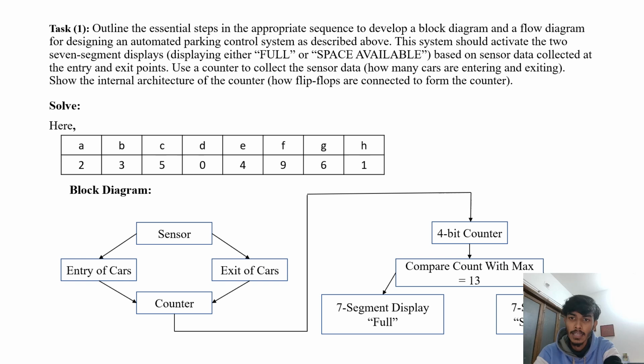Moving on to the next slide, which is our first task. First, we build the block diagram. We use entry and exit sensors to detect cars, a counter to track the count, and a comparator to check if we reach the maximum capacity. Based on that result, we activate either the full display or space available display.